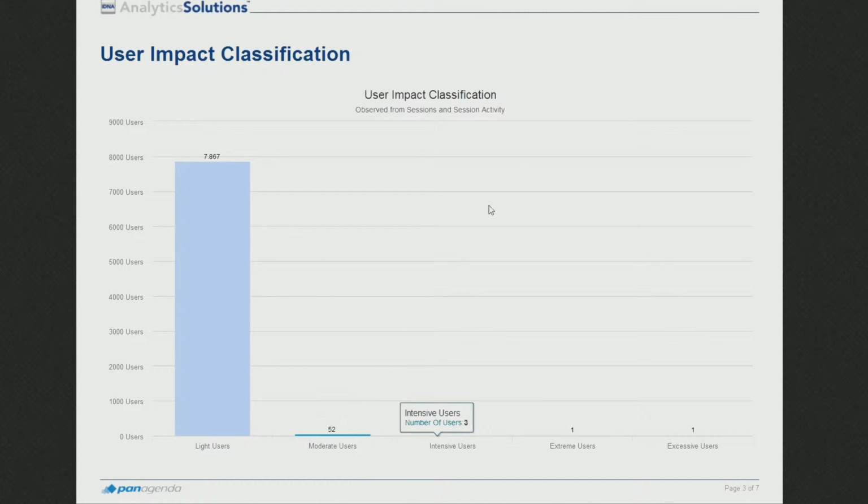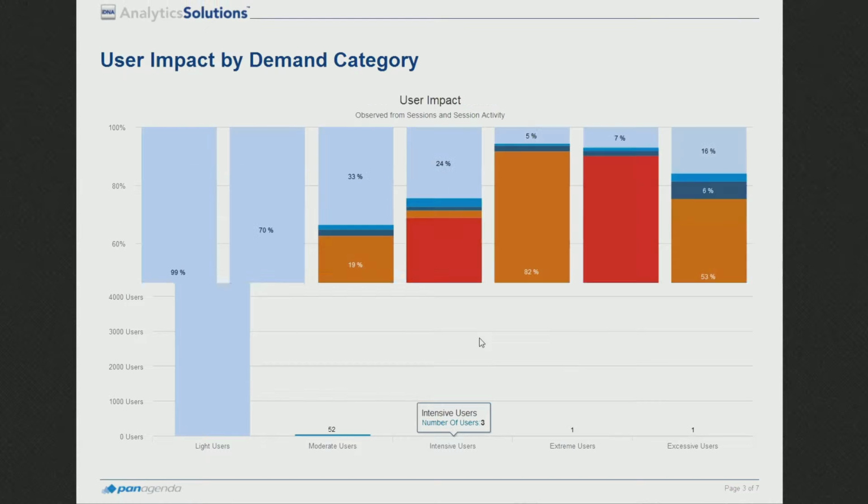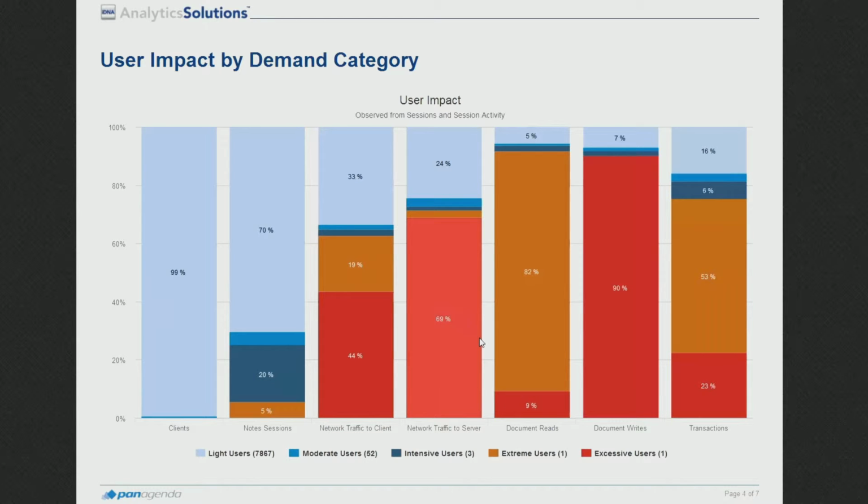So this is a very interesting example which we see here. We have about 8,000 users dividing into 99% light users and 1% moderate users. And then we have these, let's say, 5 exotic users on the right-hand side, and we will directly see who they are and what they are doing in the user impact by demand category.